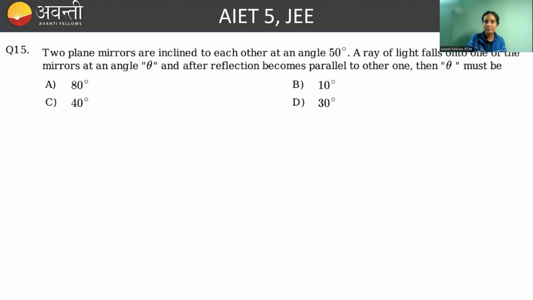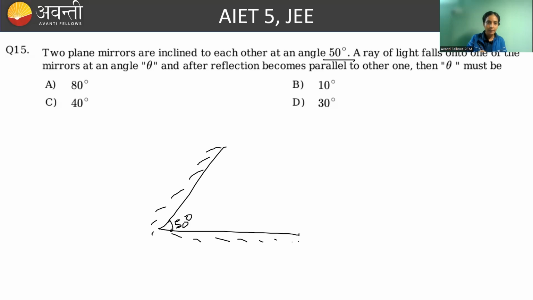Two plane mirrors are inclined to each other at an angle of 50 degrees. So there are two plane mirrors and they are inclined to each other at what angle? At an angle of 50 degrees. Now, what is happening? There is an incident light, a ray of light that is falling onto one of the mirrors. ठीक है, कोई एक mirror पे fall किया.